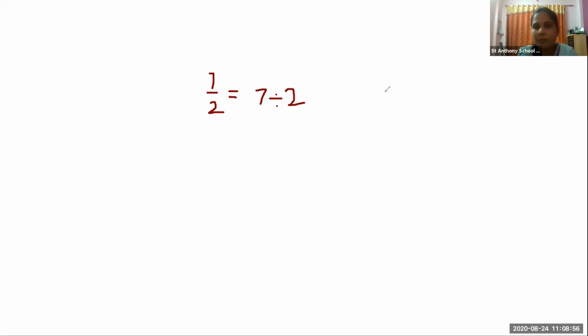Now if we divide this 7 by 2, here it will come 7 and here it will come 2. Now 2 3s are 6. Very simple division is there, right? So 2 3s are 6, right? If I subtract this 6 from 7, I'll get 1. Okay. So if I convert that fraction into a mixed fraction, what is the denominator in 7/2?